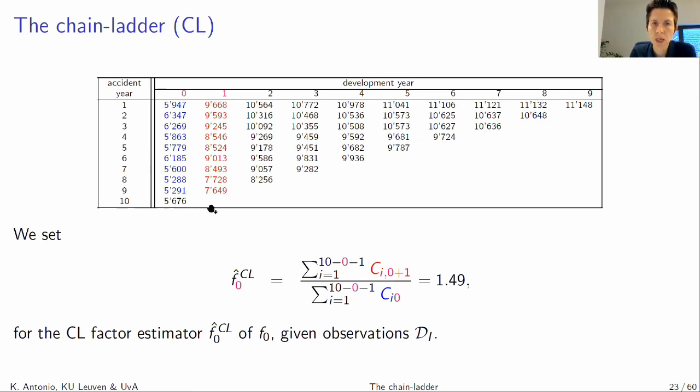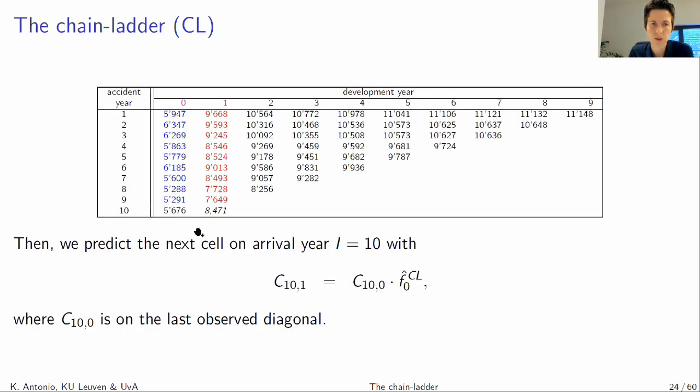So if I need to make a prediction for the next cell here, in the last accident year, development year 1, then I'm going to use my factor and multiply it with the cumulative amount I observed so far. And that will give me a prediction in a purely deterministic way for the amount that is missing over here. So that's what I do. I get this 8,471 something by multiplying the cumulative amount here with my 1.49. That's what the chain ladder does.